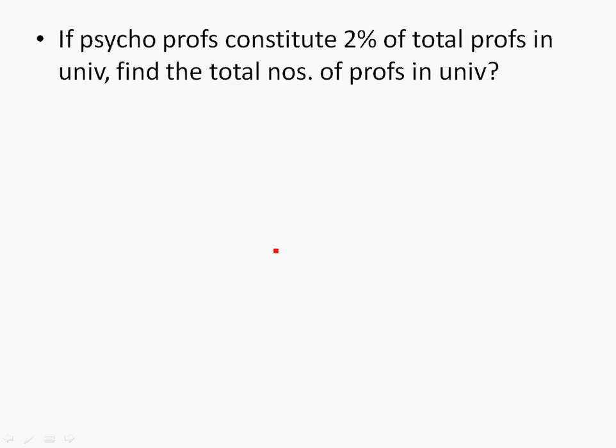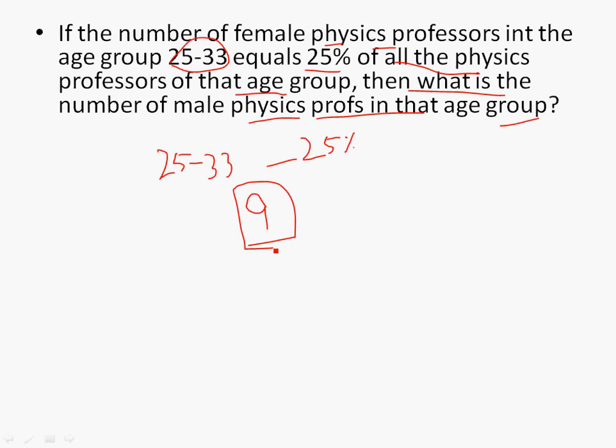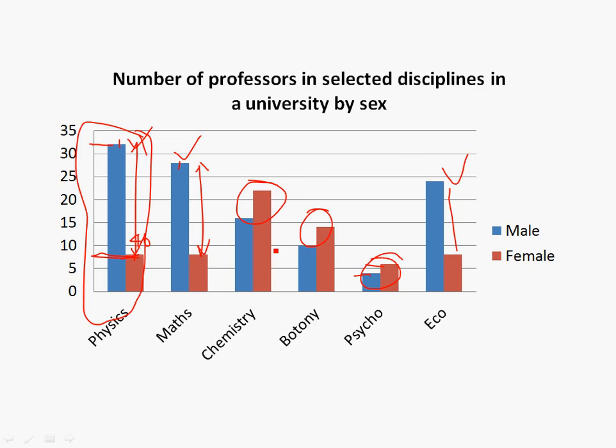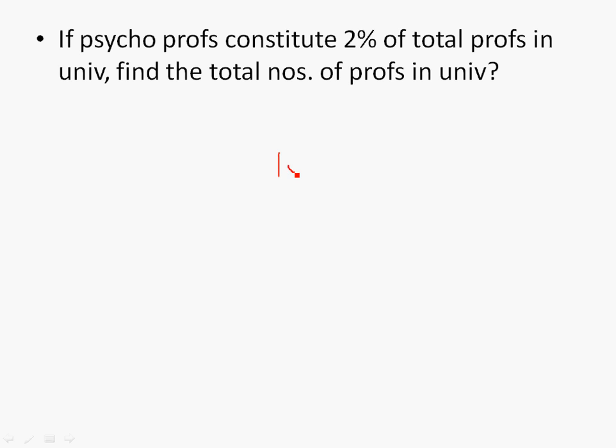If psycho professors constitute 2% of total profs in the university, find the total number of profs. Obviously this is very easy. We know the total number of profs of psycho. We have already found that they are 10. So 10 is equal to 2%. Then how many total profs are there? It would be 2% of total, so total would be 500. It cannot get easier than this. If you get this wrong, then there is seriously some issue with your solving skills.